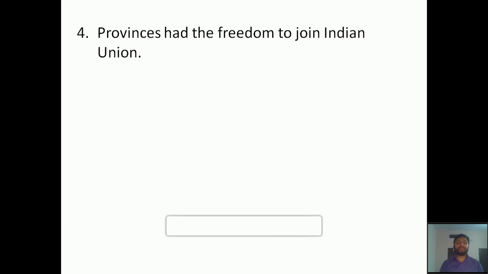Now the fourth one says that provinces had the freedom to join the Indian Union. So small administrative units or territories can choose whether they want to join the Federation or the Union, or they can remain independent. So it was the fourth recommendation made by the Cripps Mission.